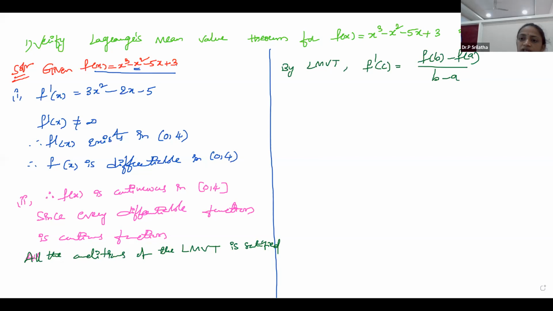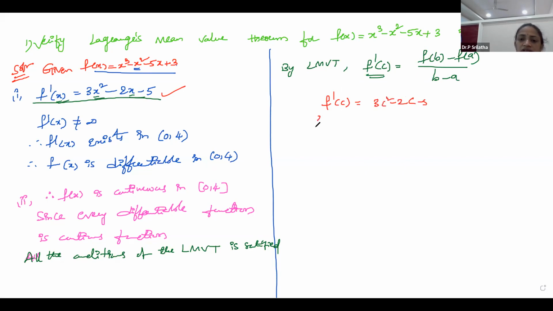So here the interval is in the form of closed interval A comma B, where A value is 0 and B value is 4. What is f dash of x? Here we have f dash of x, and instead of x we need to put C. So directly we can write f dash of C as 3c square minus 2c minus 5.